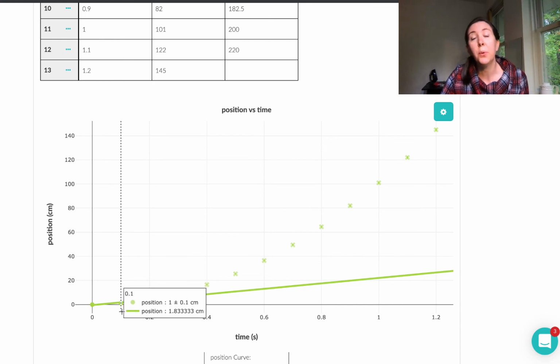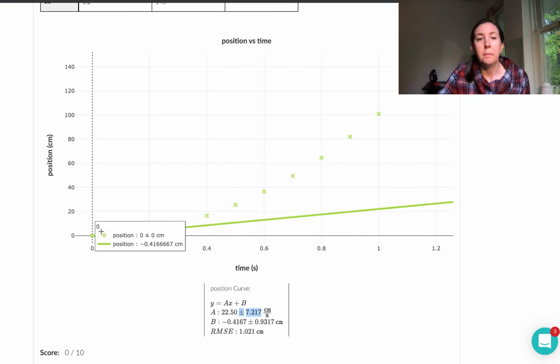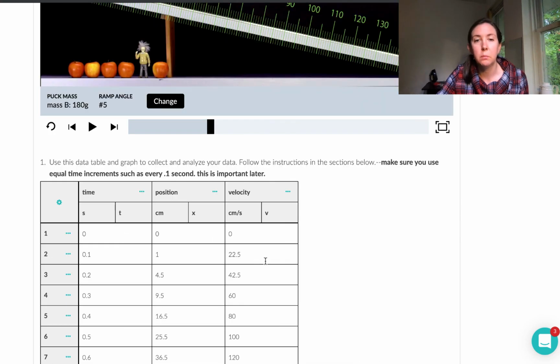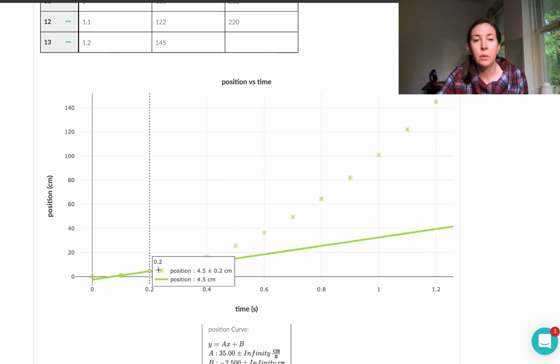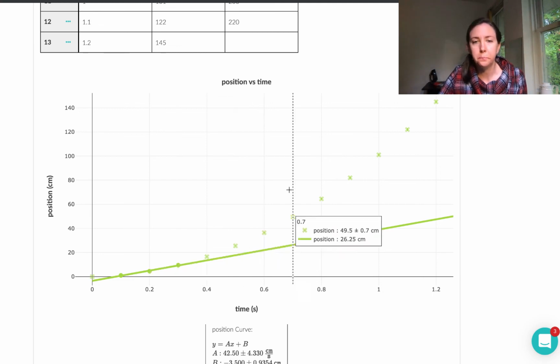My middle point is at 0.1 seconds. And my slope, or my A, that's the slope which is on your y equals ax plus b, my slope is 22.5 centimeters per second. This plus or minus is just the amount of error that's in that value. We can ignore that for now. So I will write that 22.5 as my velocity for 0.1 seconds. Boom. And then I just went through and clicked on and off these points and found the velocity at each 1/10 of a second through time.